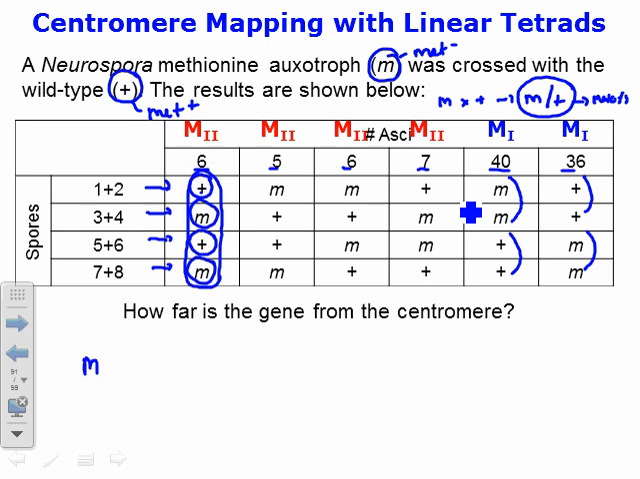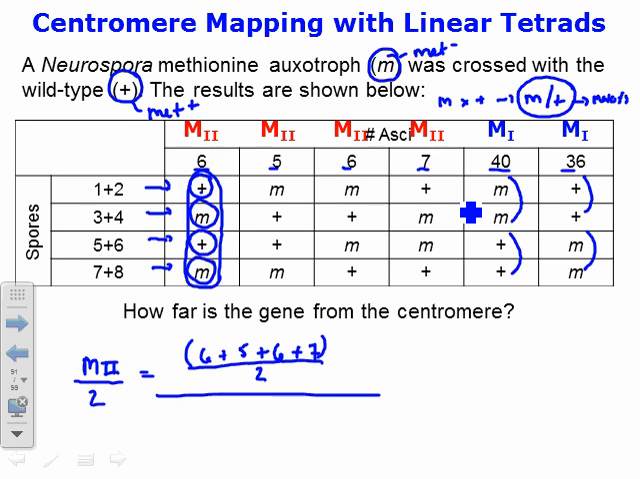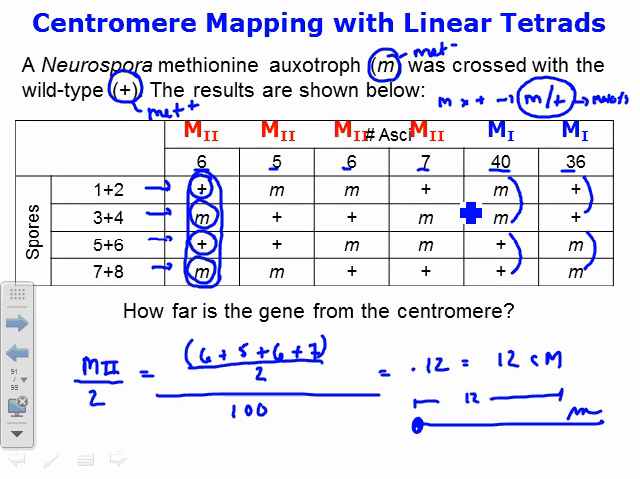So again, to calculate the distance between the methionine gene and the centromere would simply be the M2 frequency over 2. So this would be 6 plus 5 plus 6 plus 7, divided by 2, since only half of those spores are recombinant, divided by the total, which was 100 in this case, which would give us 0.12, which is 12 centimorgans. So in this example, the centromere to methionine distance would be 12 map units.